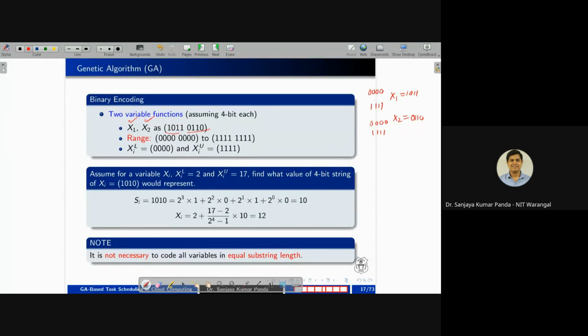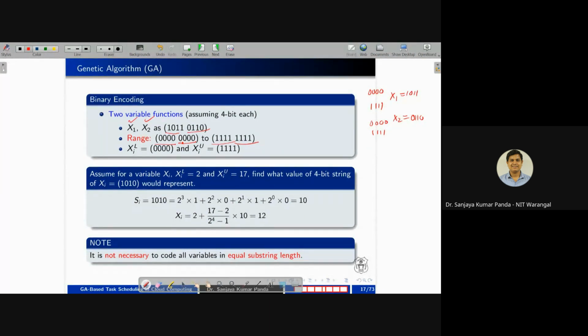What is their range? In the x1 case you can take 4 zeros as the lowest, and in the x2 case also 4 zeros. In the x1 case the highest value is 4 ones, and in the x2 case also you can take 4 ones. So based upon how many possibilities there are, you can conclude whether 4-bit is sufficient or you have to go for 6-bit or 10-bit; that you have to decide.